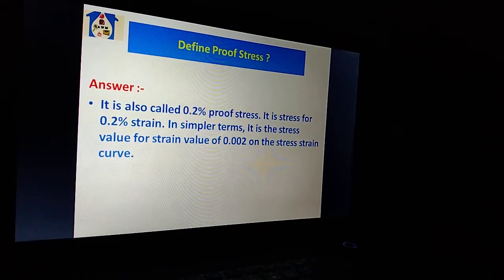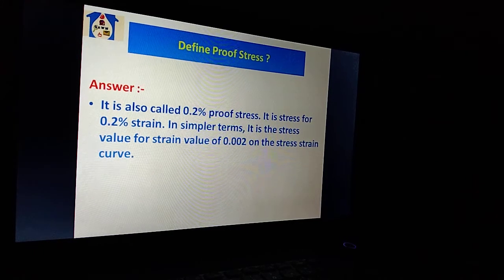Define proof stress. It is also called 0.2% proof stress. It is the stress for 0.2% strain. In simple terms, it is the stress value at a strain value of 0.002 on the stress strain curve.